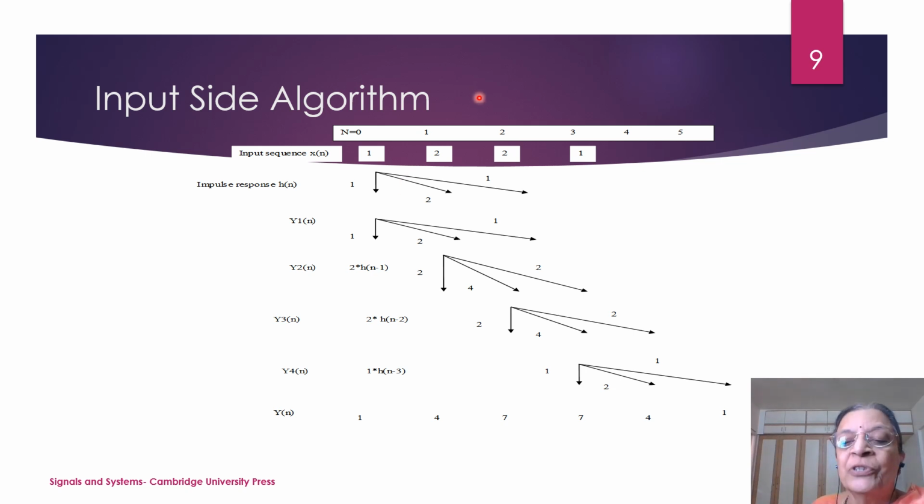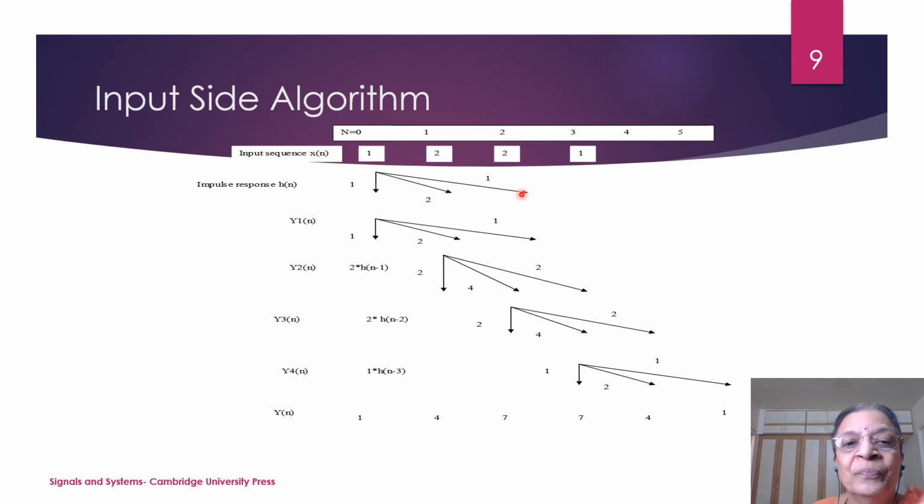Now consider the input side algorithm for convolution. I have this input sequence x of n given as 1, 2, 2 and 1, and the impulse response is given by 1, 2, 1. Now what is the meaning of input side algorithm? Input side algorithm means from the input side we see the first value of the input sequence, that is delta n. This delta n contributes to how many outputs? It contributes to the output at 0, it contributes to the output at 1, it also contributes to the output at 2.